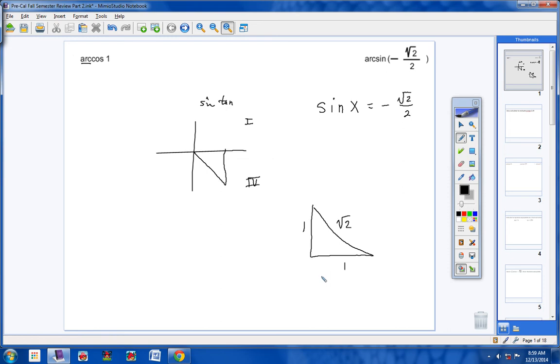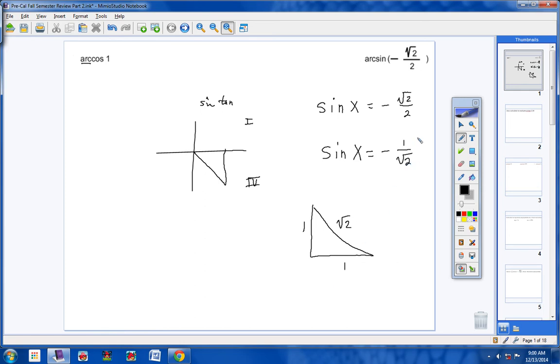Okay, now more than likely, students, the way I got this was I rationalized my denominator. So more than likely, what I had at first was this. See if this makes sense. Please watch carefully.